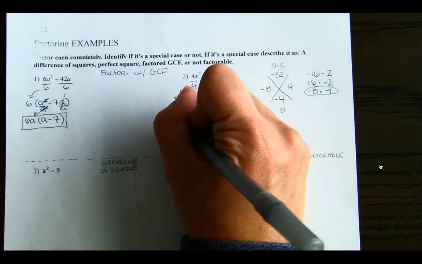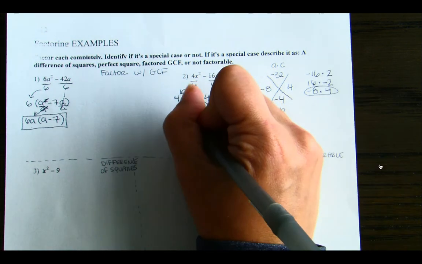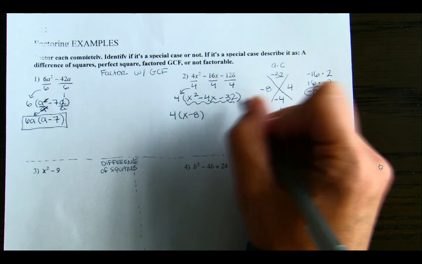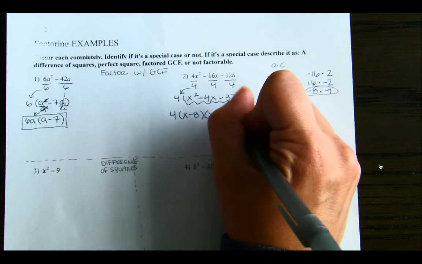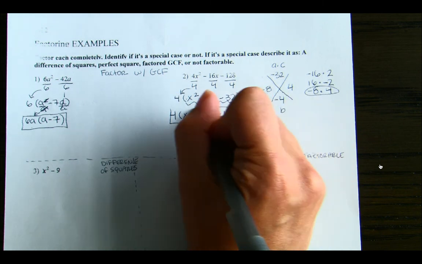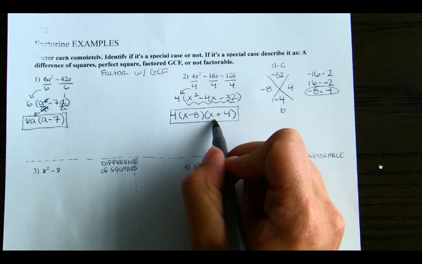which means that when I write out my factors, I have 4 times x minus 8, and I have x plus 4. So this right here would be using greatest common factor and then following it up with factoring.